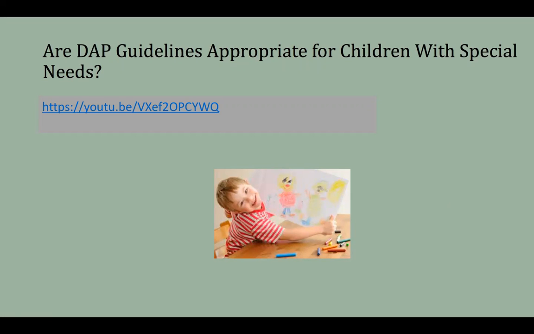Again, if a child learns through music, use music to talk about math or literacy or social emotional skills. If a child learns through their senses, how can you use that to encourage these different physical, intellectual, emotional, and social development?